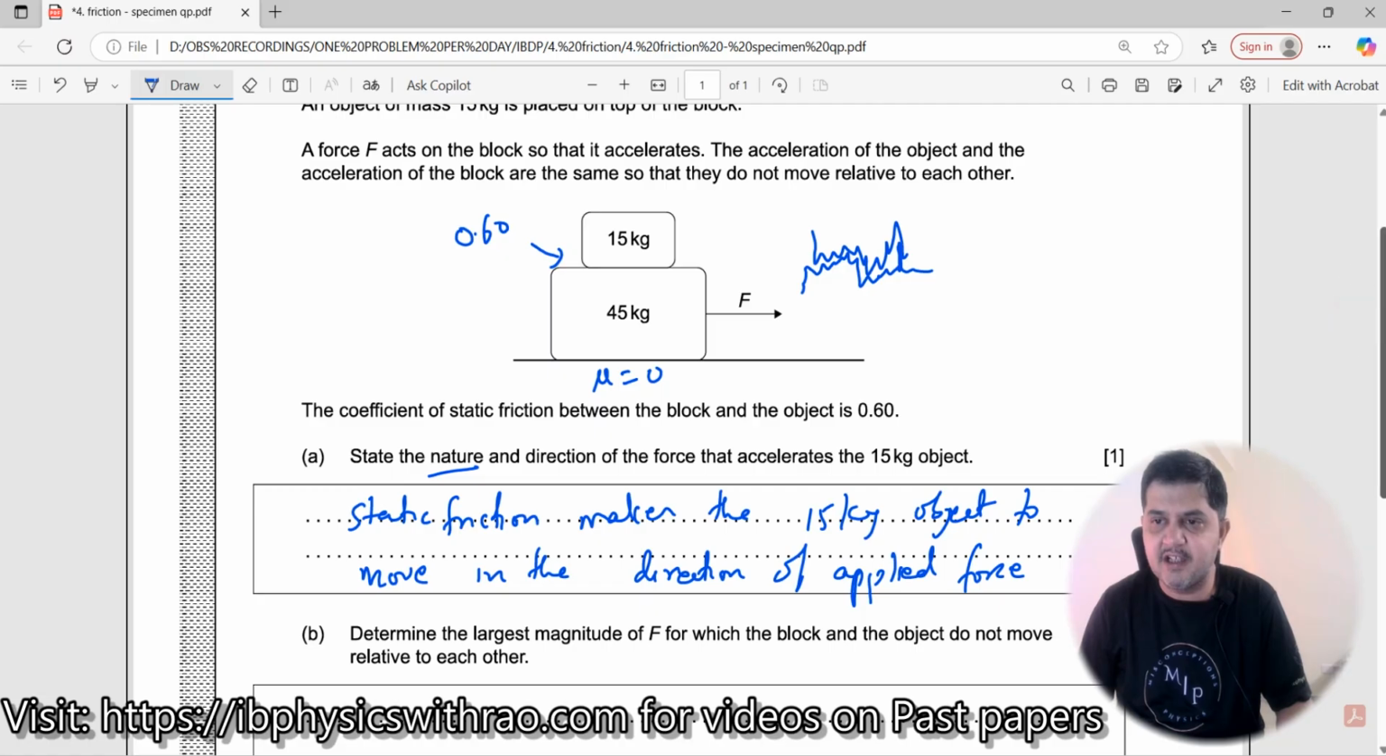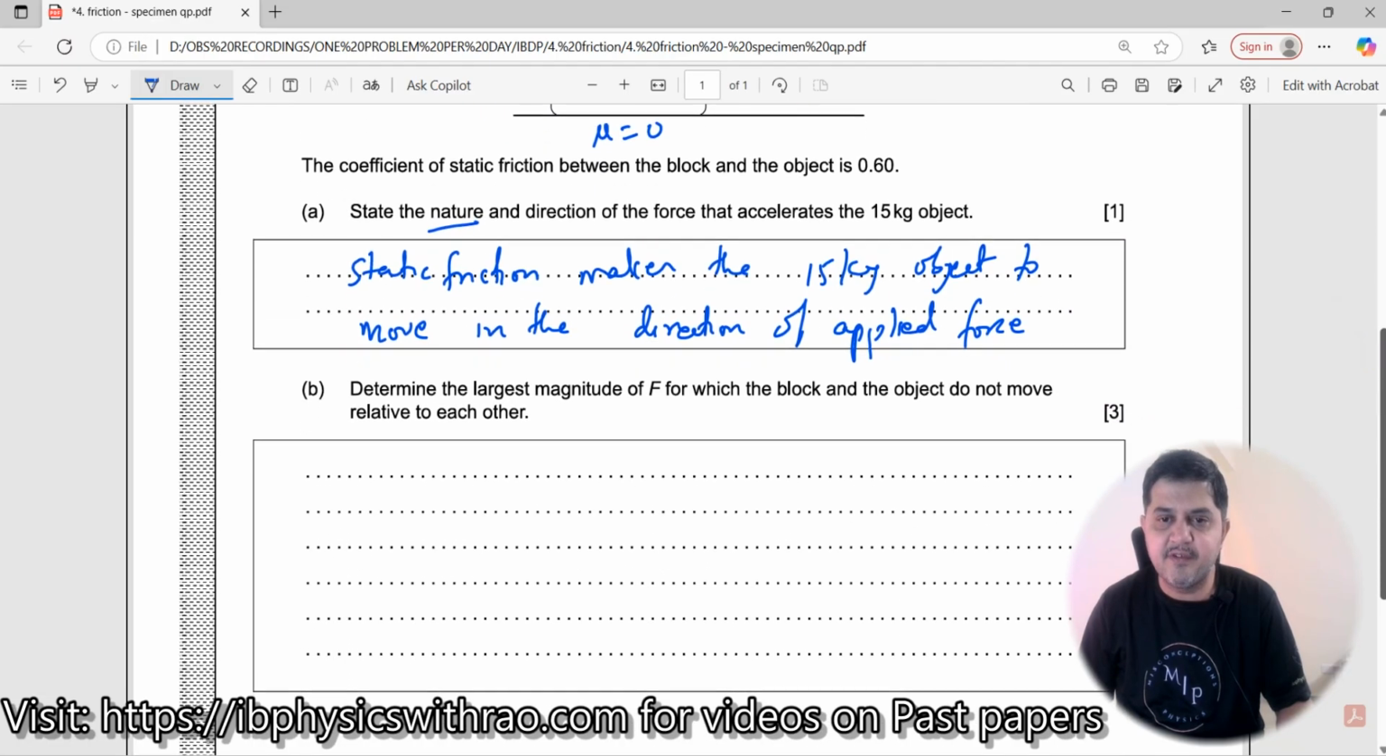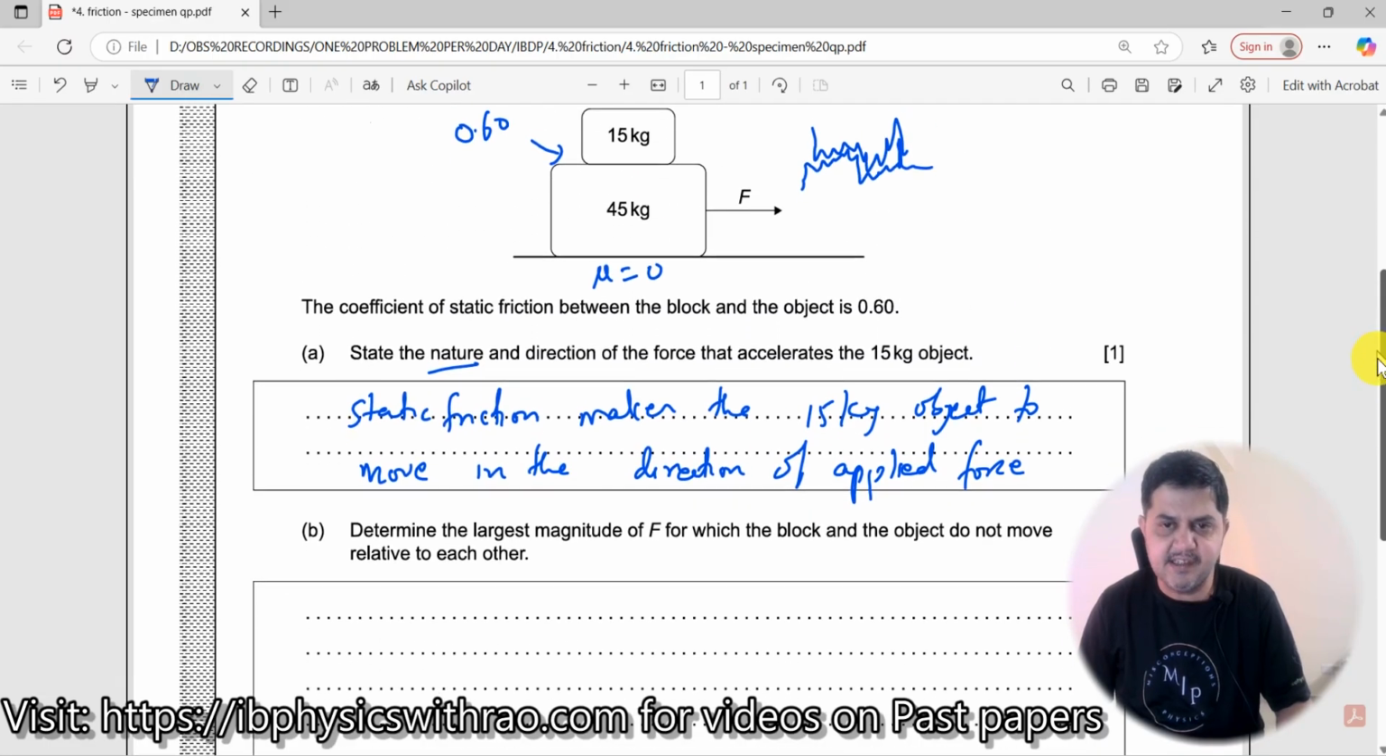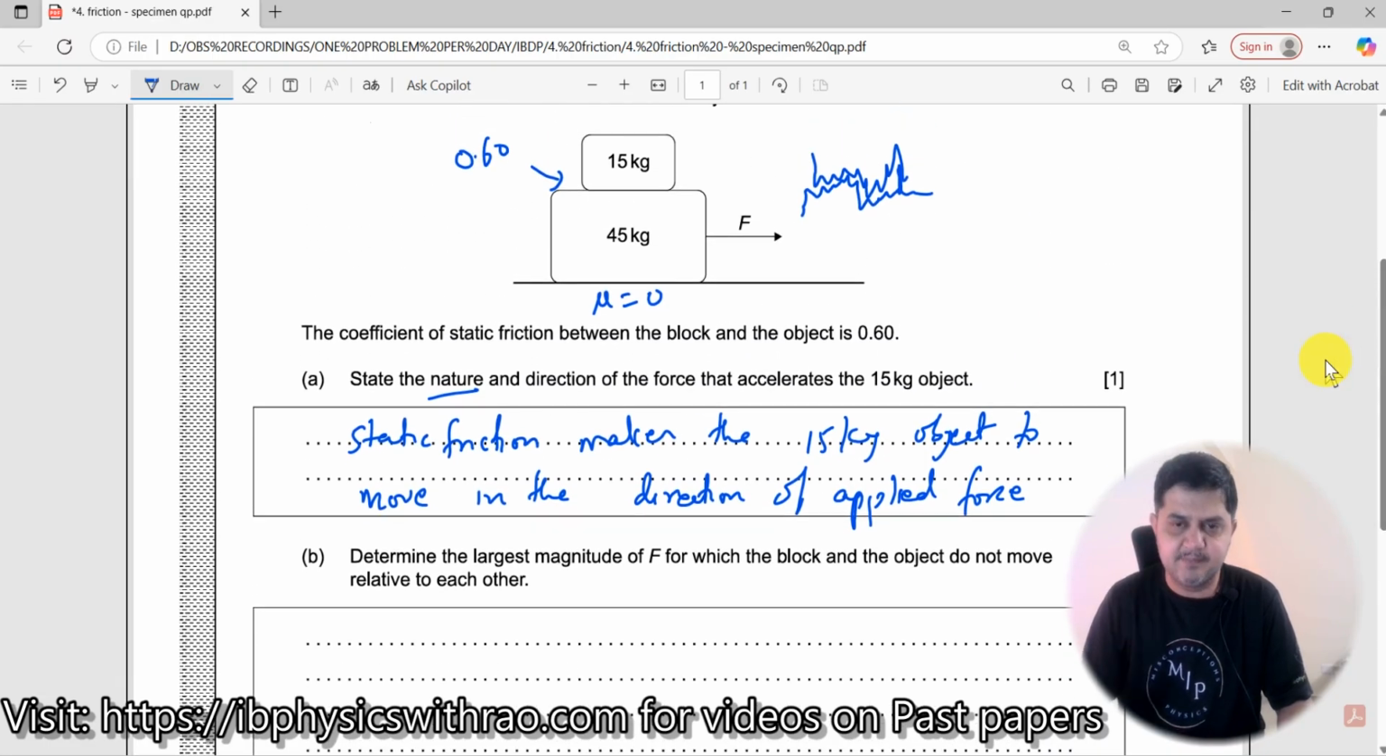Determine the largest magnitude of force F for which the block and the object do not move relative to each other. Now the question here is that when you are applying the force, say you apply a force of 1 Newton, the force between them is so intact, the object will not slide. This object is moving, and this also moves together as a single system. But what is the max force that I need to apply? What is the largest magnitude of force applied so that this and this will always go attached together? And that's what has been asked over here.